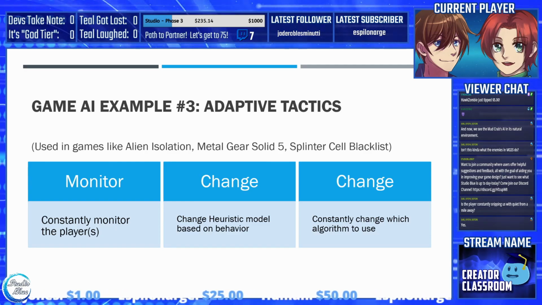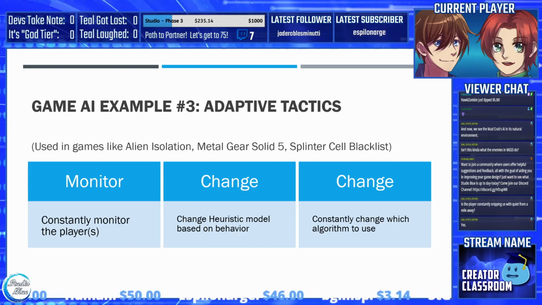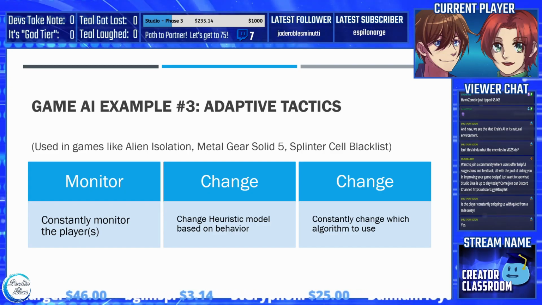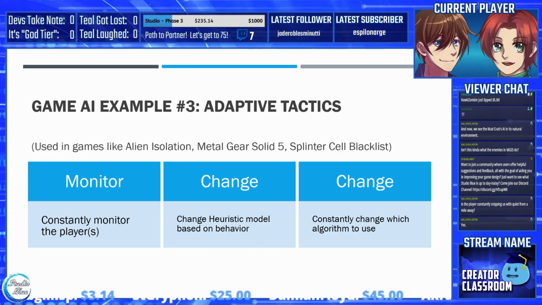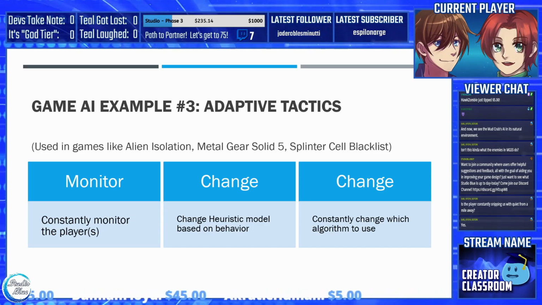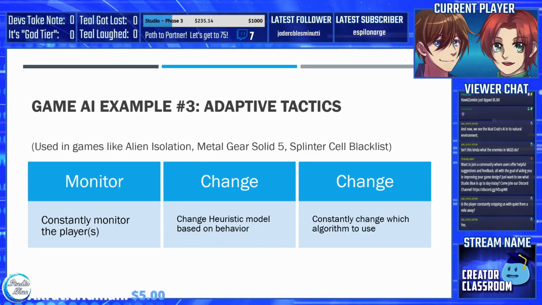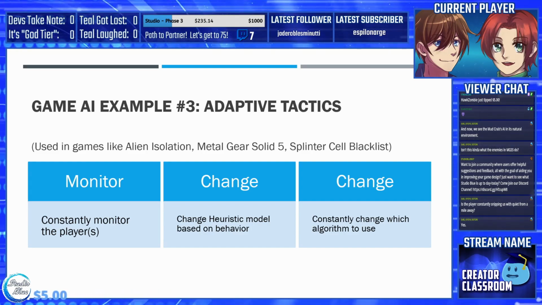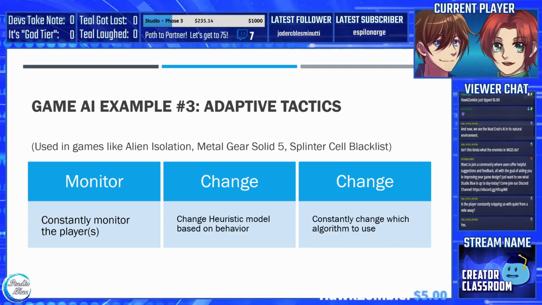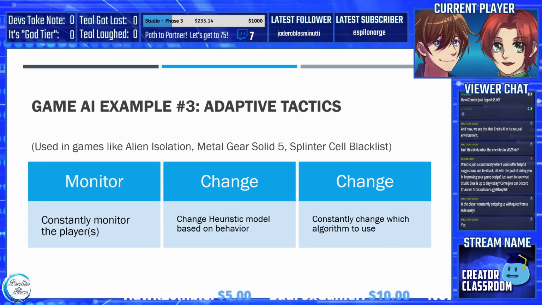Then we have adaptive tactics. Now we're getting into what Archeia is talking about. So this is similar, except now instead of just play style that's changing, it's changing how it approaches you, the player, as a challenge. Right. And that's games like Alien Isolation, which is one of the best AIs I have ever seen. Metal Gear Solid 5, I hate that game, but I respect it. And Splinter Cell Blacklist. So what it's doing is it's constantly monitoring what the player is doing. Like in Alien Isolation, I think there's like the macro AI, and then the xenomorph AI.